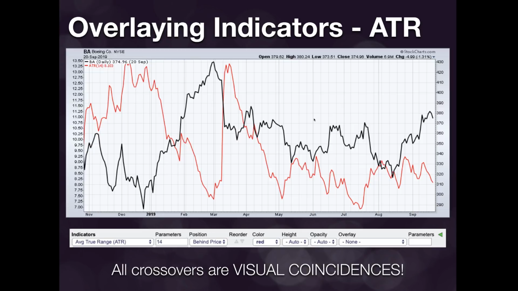These crossovers are visual coincidences. They are not significant. And to prove that to you, if you don't believe me, I will show you here. So look right now in this area between May and say August, the ATR line, the red line, was below the Boeing price line, the black. It gets pretty close right here, but there are no crossovers of the red and the black between around May and around August.